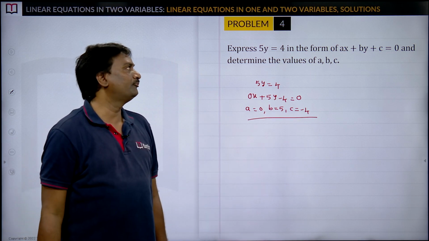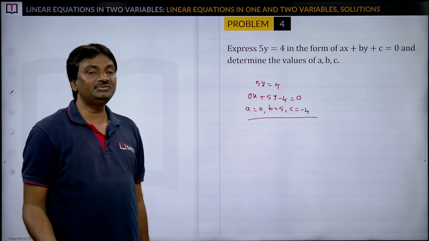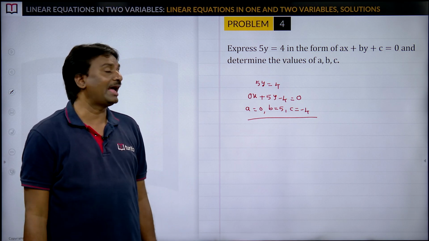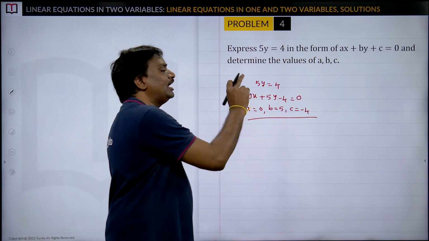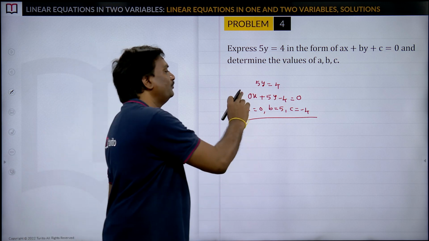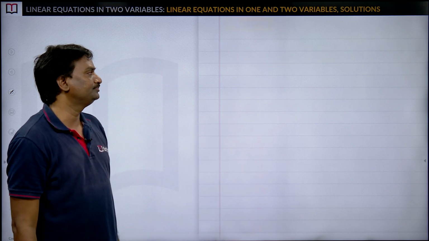So, 5y equal to 4, actually that is a linear equation in one variable only. Since the x term is not there, I have taken that as 0x plus 5y minus 4 equal to 0. By comparing with ax plus by plus c equal to 0, we have a equal to 0, b equal to 5 and c equal to minus 4.